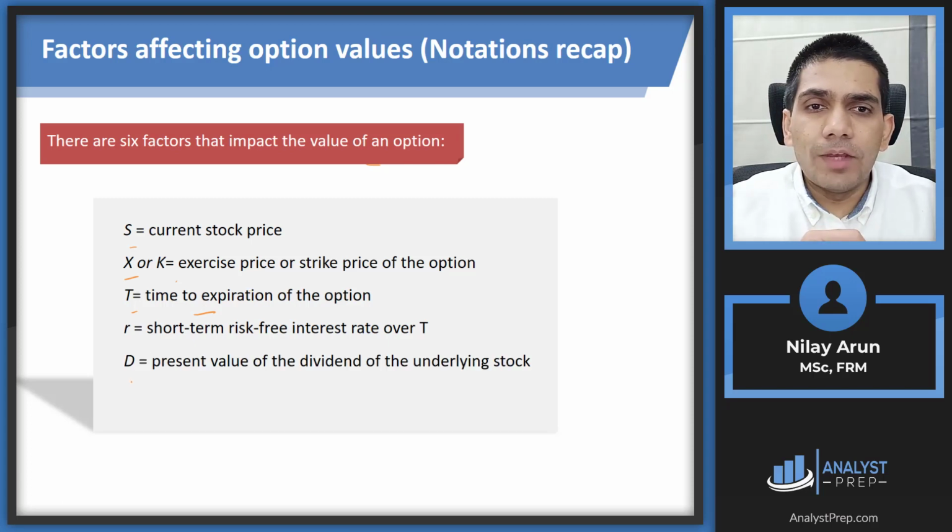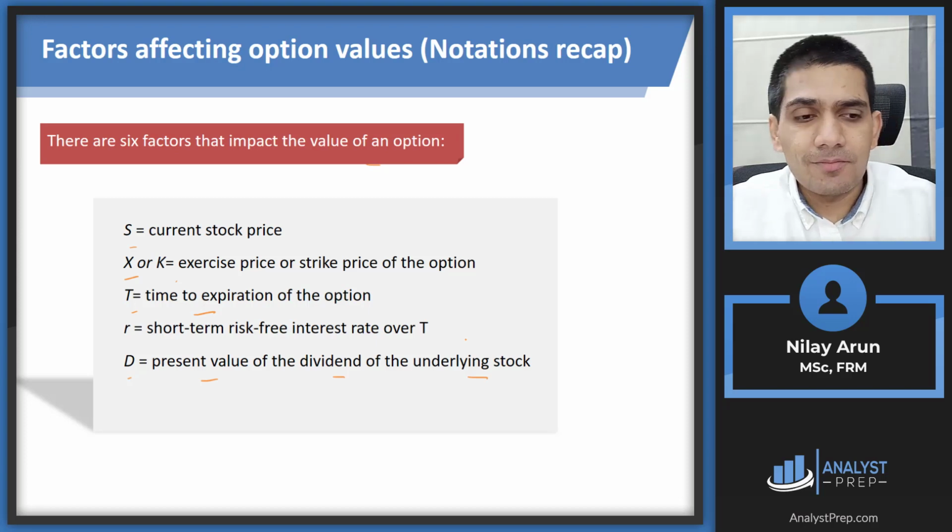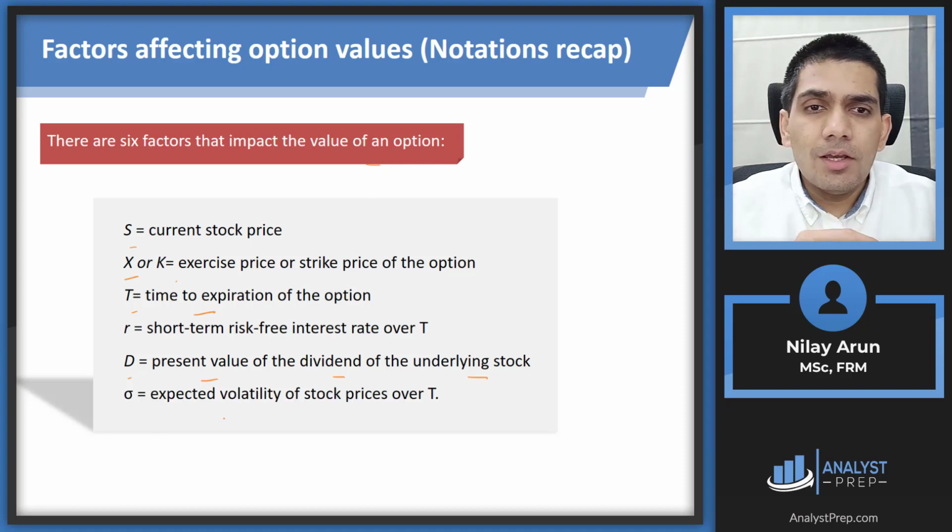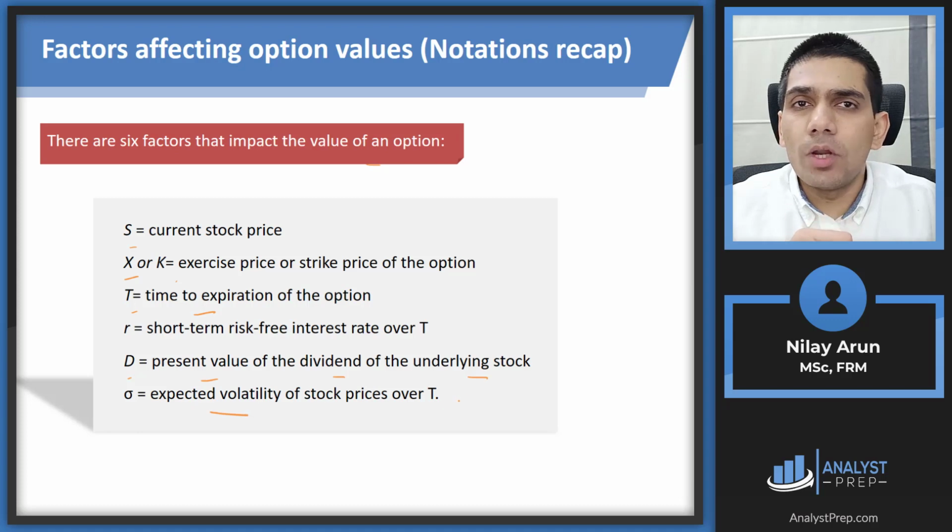And then we have D, which is the present value of the dividend of the underlying stock. So we can take it as dividend, or more generally, we can take it as any benefit, because it's not necessary that you would be dealing only with equity options. You might be dealing with fixed income options. You might be dealing with commodity options as well. Finally, we have the standard deviation, which is basically your expected volatility of the stock prices. So that's the same symbol that we've always been using.